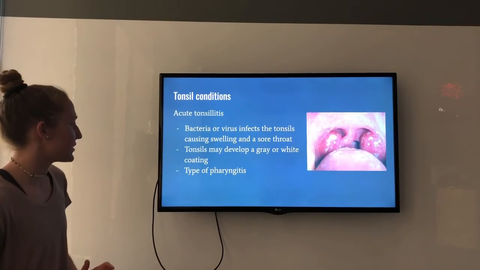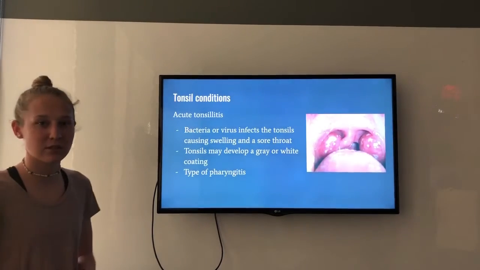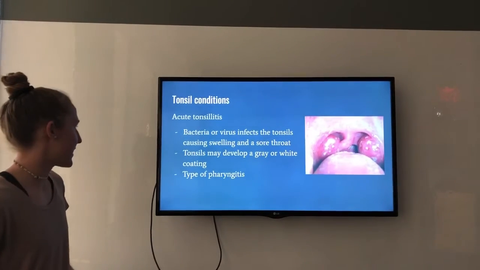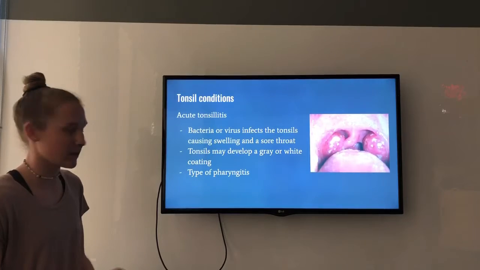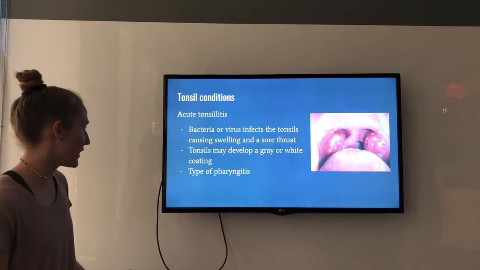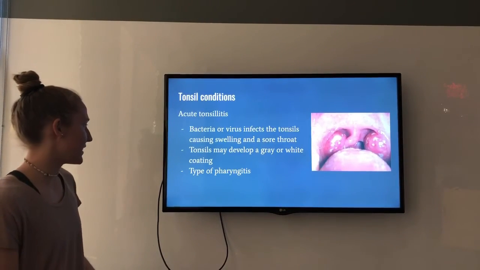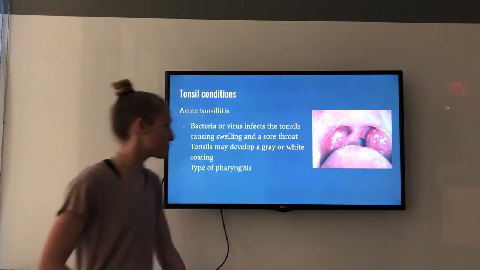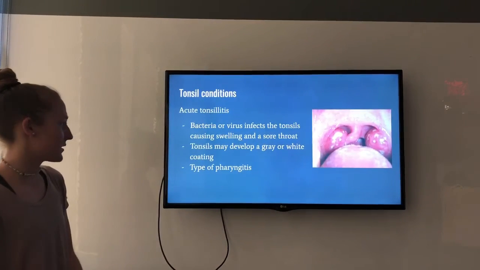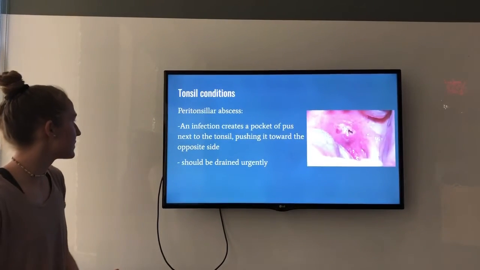So tonsil conditions, so one is acute tonsillitis, which is a bacteria or a virus that infects the tonsils, causing swelling and a sore throat. And your tonsils may develop a gray or white coating, and it is a type of pharyngitis.